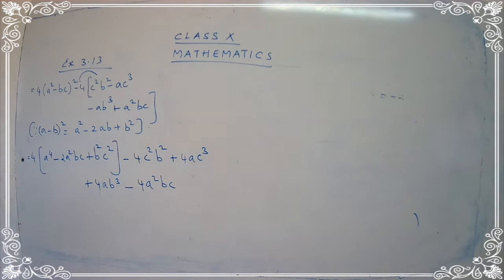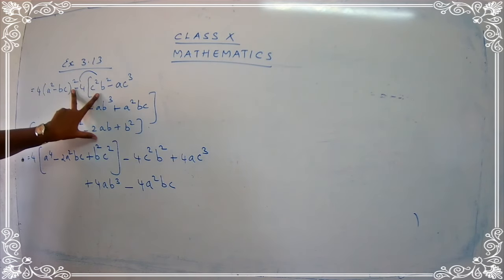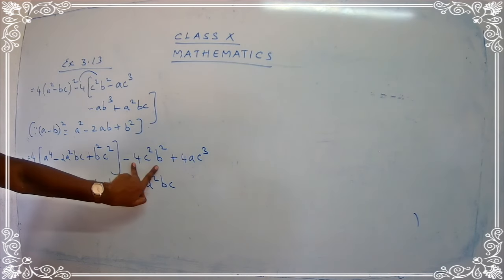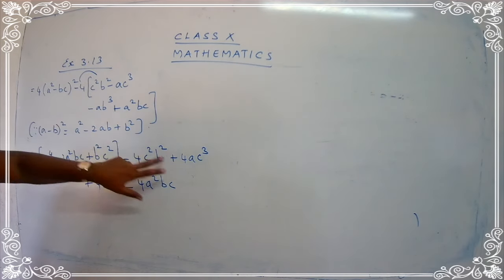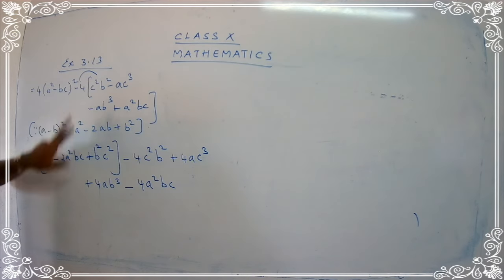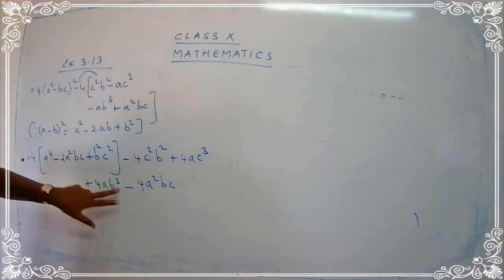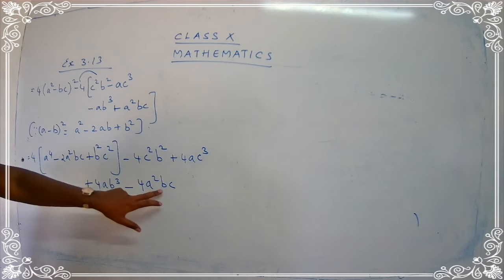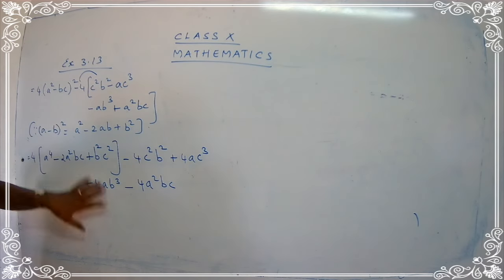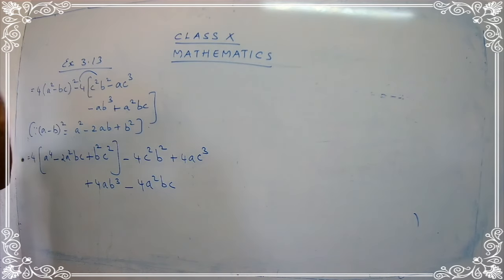I hope you are clear with the expansion. In the first part we have used the A minus B the whole square formula. I got the expansion. Now here I am just multiplying by minus 4. So minus 4 into C square B square, minus 4 C square B square. Minus minus plus 4 AC cube. Minus minus plus 4 AB cube. Minus plus minus 4 A square BC. That's all. You are just multiplying by 4 and you have to think of the sign. If you have minus and plus, it's minus.